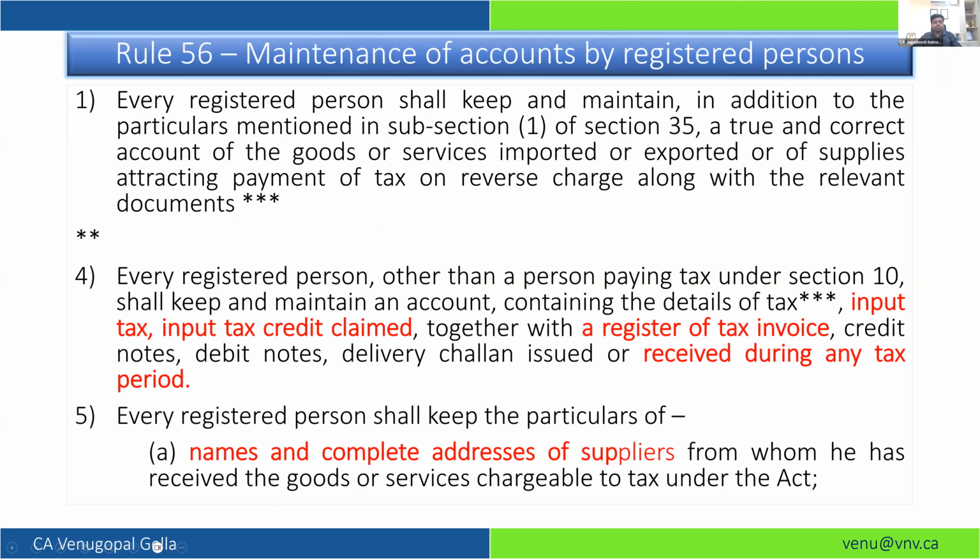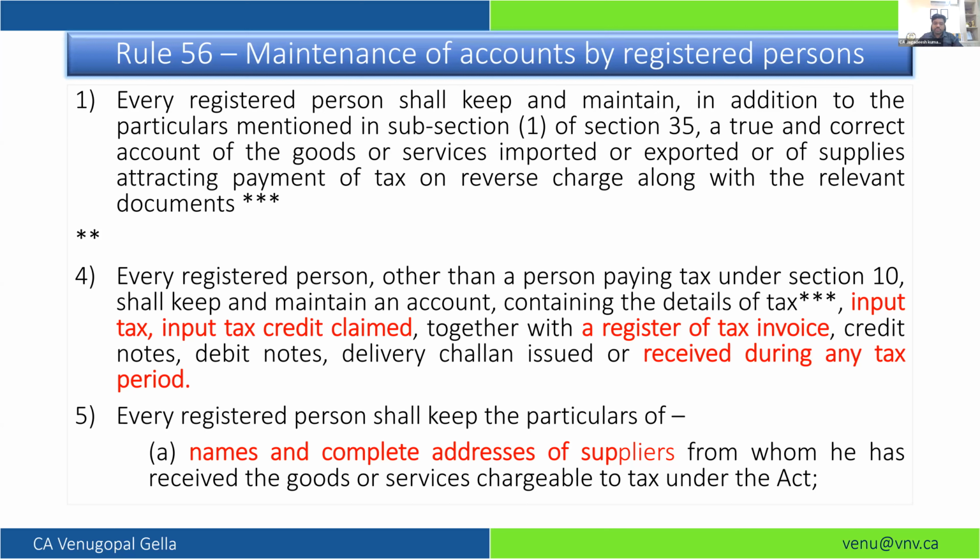If you see Rule 56, it is saying that in addition to the records and accounts as specified in section 35, you need to maintain the following records. We'll see what all those records are with respect to the expenditure. Okay, the GST input. It is asking every registered person other than the composition dealer to maintain the input tax credit claim together with the register of the tax invoices received during any tax period.